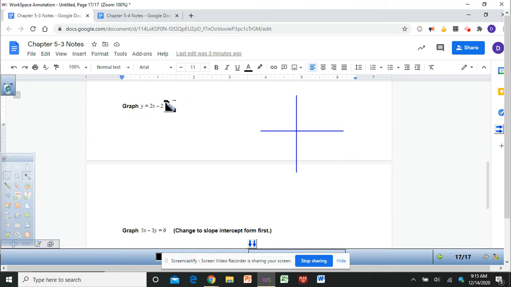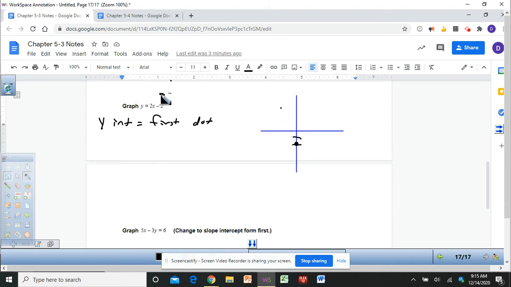So first thing you're going to do is start with this, the -2. That is where you're going to put your first dot. Your y-intercept, so I'm just going to put that right here, y-intercept equals your first dot. That is where it's going to cross the y-axis. So I'm going to go to -2 on my graph on the y-axis and put a dot.